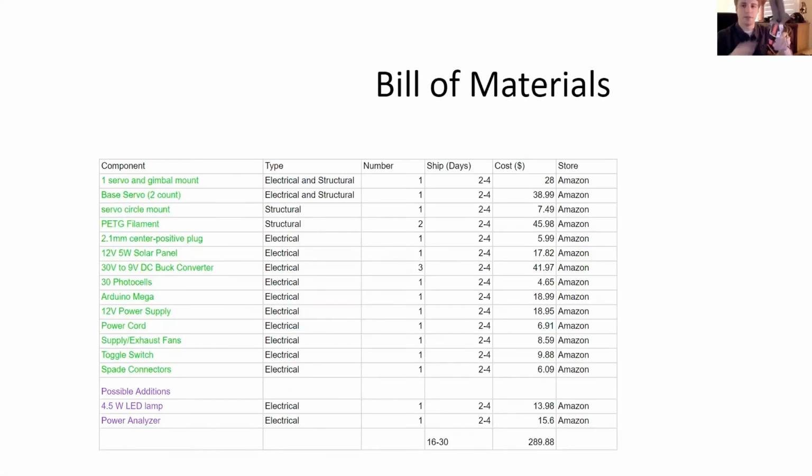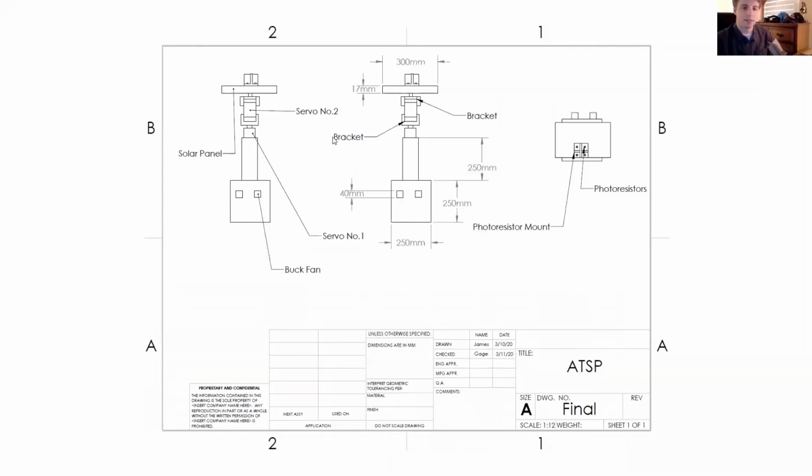And the components are basically a Z servo, an X servo, a gimbal mounting the two together, and a photoresistor array. Those are going to be controlled by an Arduino Mega. And the Arduino Mega and servos are going to be powered by buck converters attached to a 12-volt power supply. This is what it's going to look like once it's fully completed in the fall.